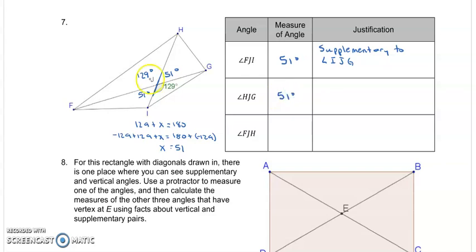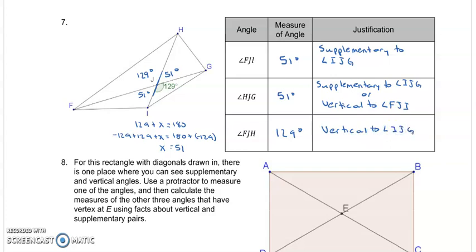And this I have options. I could say it's vertical. I could say it's supplementary. So you can just pick one if you want. Supplementary to angle IJG, or vertical to angle FJI. And then we found this one because it was vertical to our given angle. So 129 degrees, and it's vertical to angle IJG.